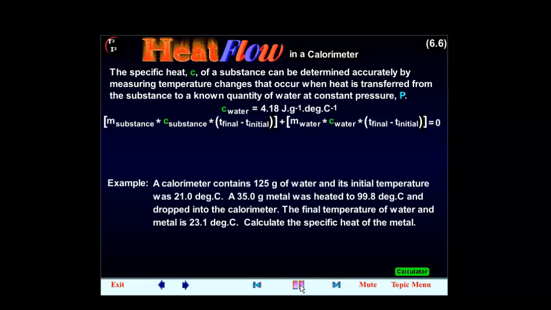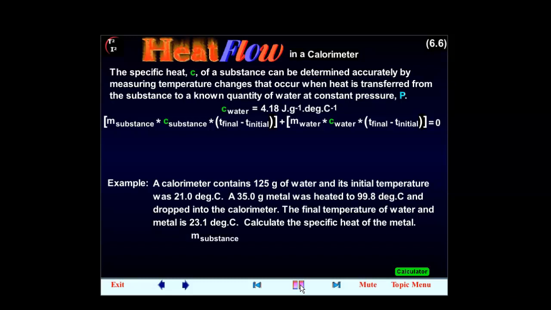Example. A calorimeter contains 125 grams of water, and its initial temperature was 21.0 degrees Celsius. A 35.0 gram metal was heated to 99.8 degrees Celsius and dropped into the calorimeter. The final temperature of water and metal is 23.1 degrees Celsius. Calculate the specific heat of the metal.